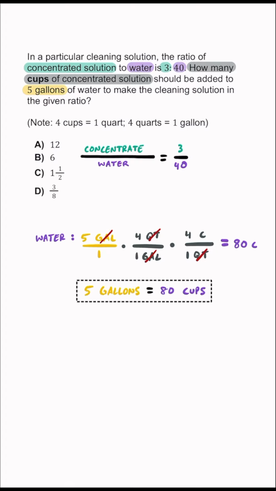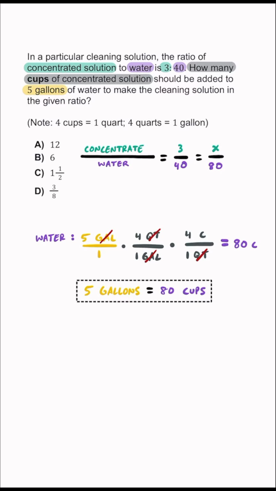Now that we know the amount of water that we have measured specifically in cups, we can write the other side of this proportion, which is going to be 80, and we're going to be looking for how much concentrate measured in cups that we would have in here to make that same solution in the same ratio.